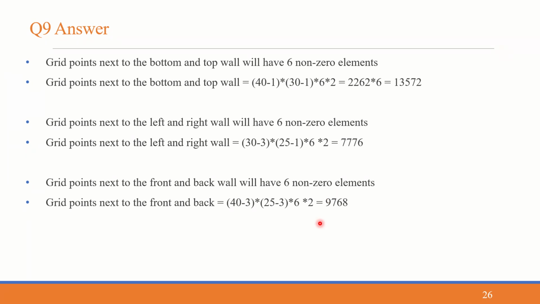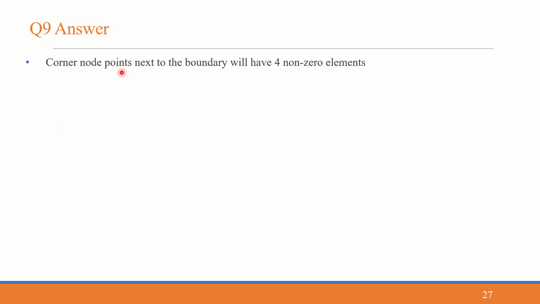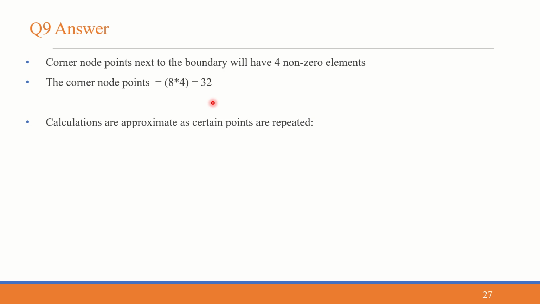Now we end up with the corner points. Corner node points next to the boundary will have only 4 elements because they give out 3 to the boundaries, so it is 7 minus 3. So it will have 4 non-zero elements. How many corner points? We will be having 8 corner points, so we have 32 non-zero elements from the corner node points. The calculations are actually approximate. Certain points might be repeated, or a certain point might have been left out. So that is there.